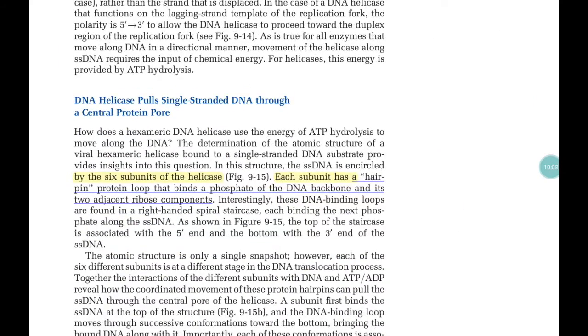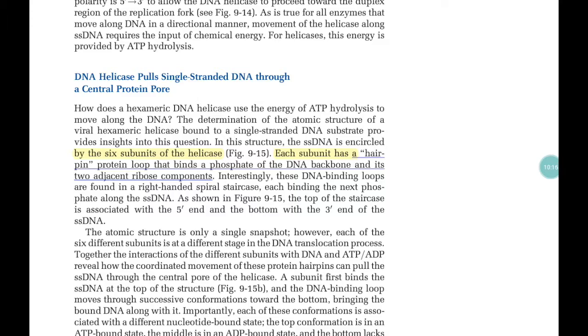By the sixth subunit of the helicase, the single-stranded DNA is encircled. This subunit has a hairpin protein loop that binds with the phosphate of the DNA backbone and its two adjacent ribose components.